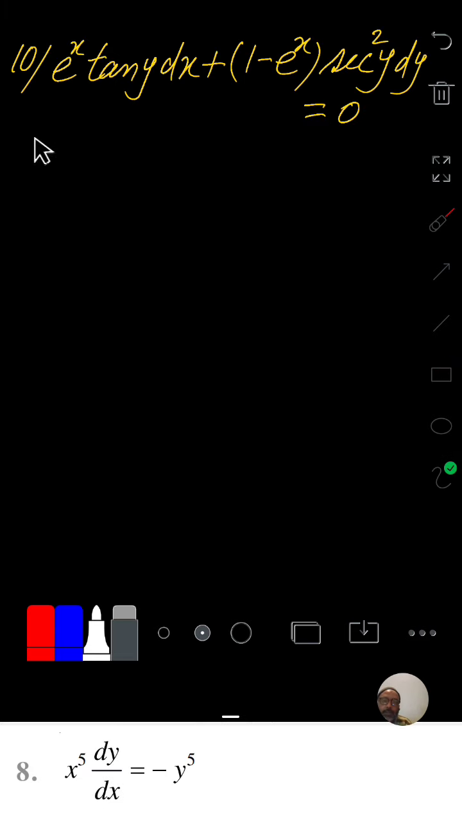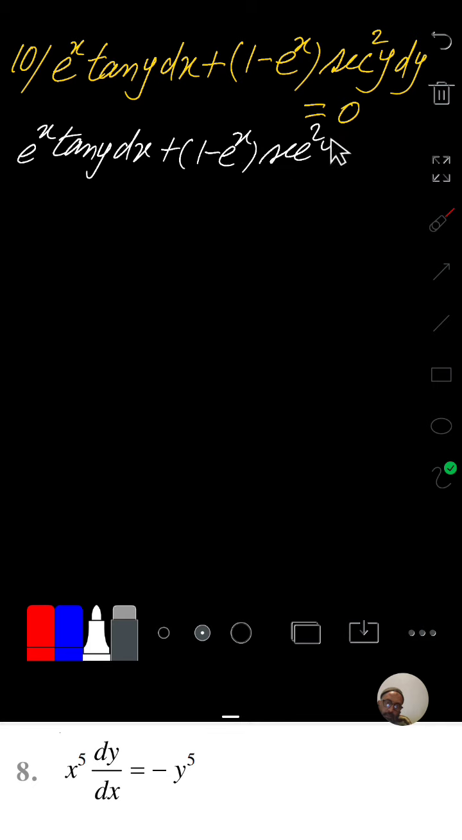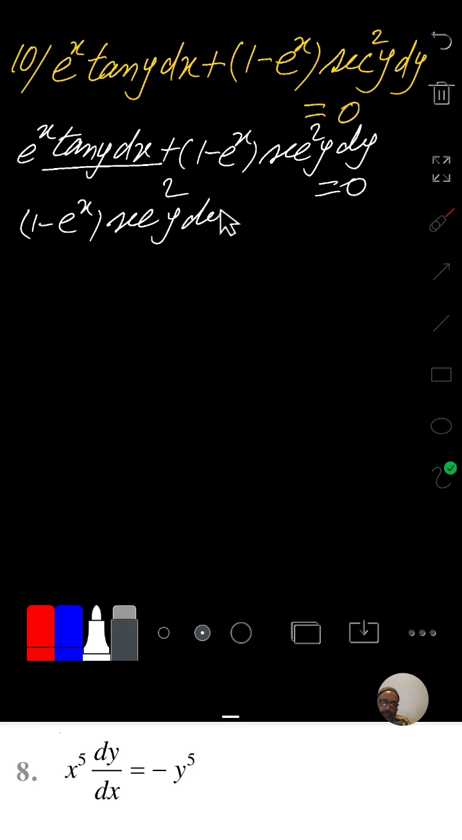So the next sum is e raised to the power x tan y dx plus 1 minus e raised to the power x sec square y dy is equal to 0. Transposing this term to right hand side, we get 1 minus e raised to the power x sec square y dy. On the right hand side, we have minus e raised to the power x tan y dx.